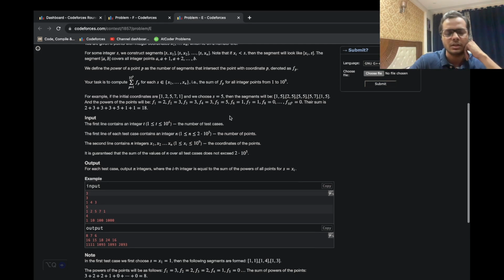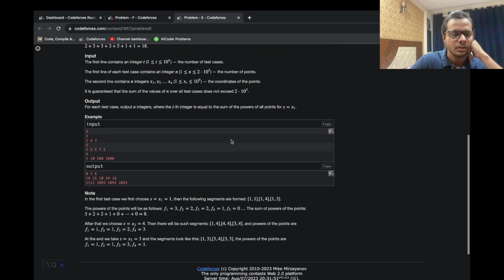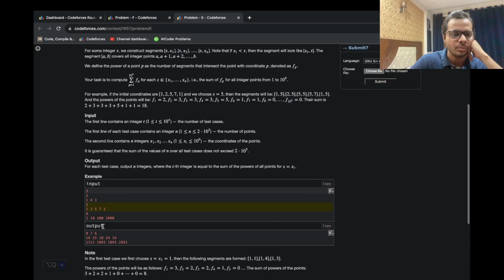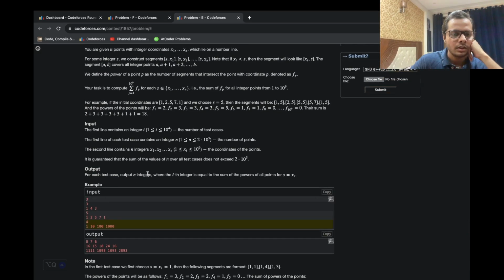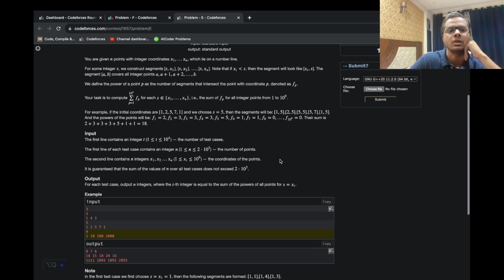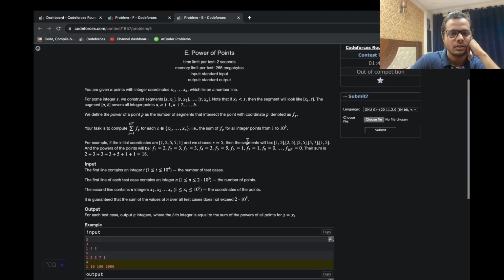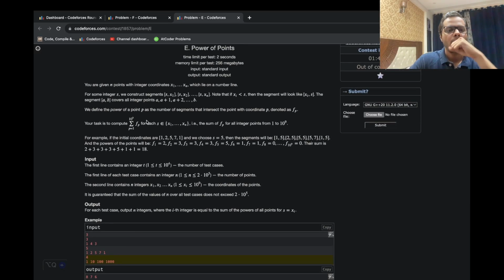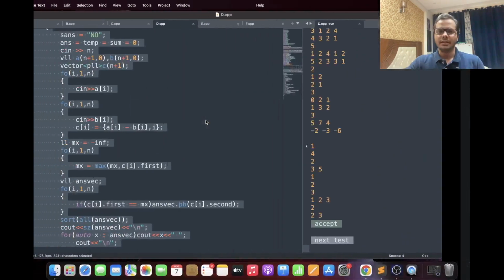Okay, so again this doesn't sound that hard to me. Why are we outputting 3 values? N integers equals the sum of the power of all points for s equals to xi. Oh, okay. For each s belonging to x1 to xn. Okay, now this problem is much more challenging. All right, so let's see how we can do that.